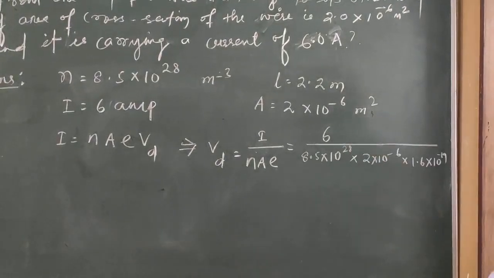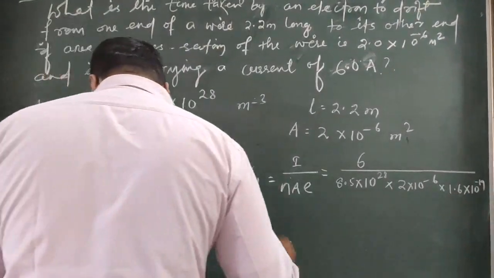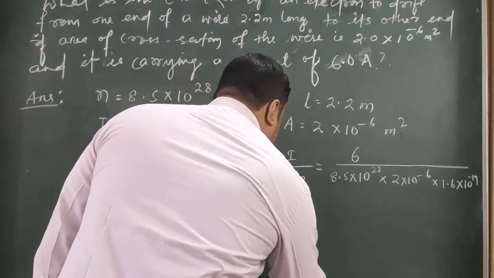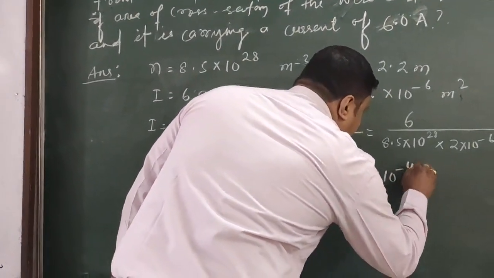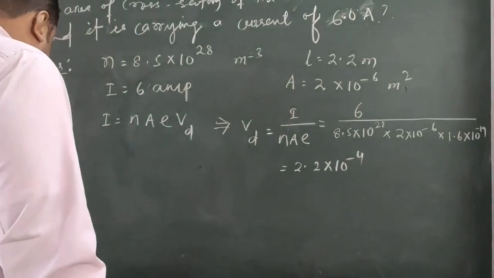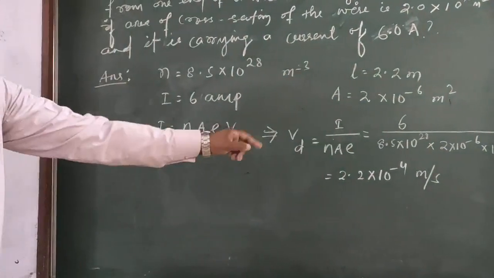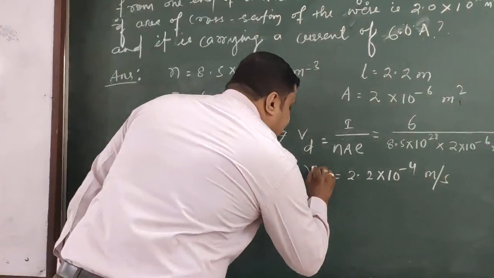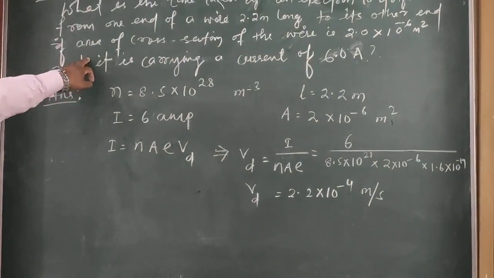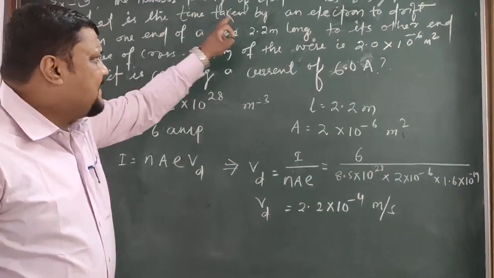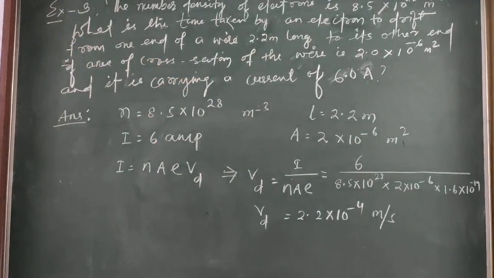That is the drift velocity. If you put in those values, you will get the drift velocity equal to 2.2 × 10^-4 meter per second. This is the value of the drift velocity of the electron. Clear? But in this question, what is asked? What is the time taken by the electron to drift from one end of a wire to the other end?